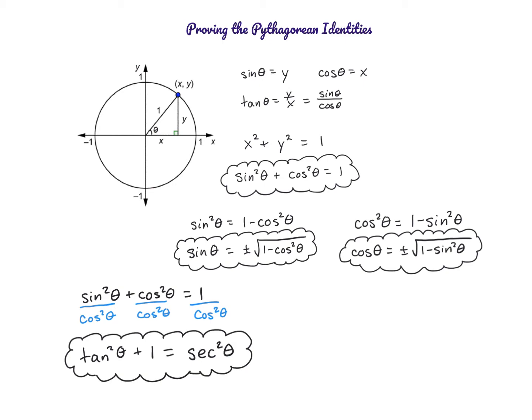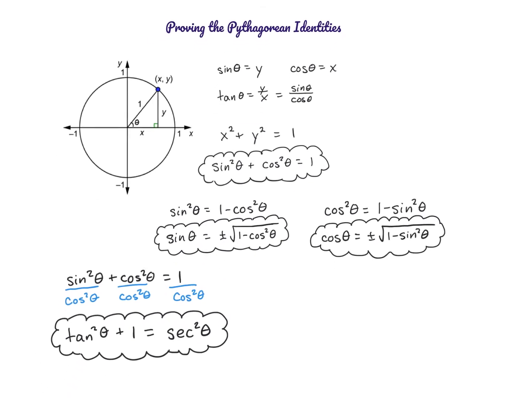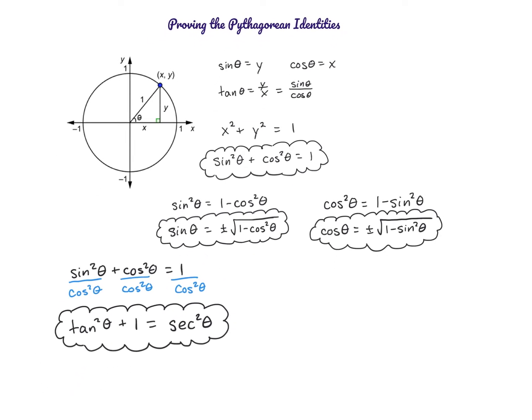This is definitely one that you'll need to know next year. We won't be using it as much this year, but it's also very common to have different rewrites of this. Maybe we say tangent squared is secant squared minus 1, or we could even say secant squared minus tangent squared equals 1. So it's common to see different forms of this identity.